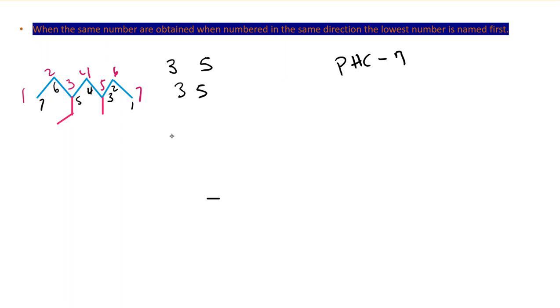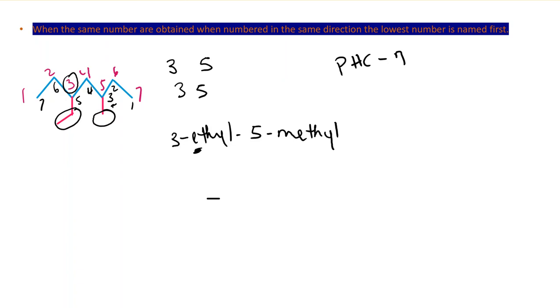Okay, so we have an ethyl branching off of number 3, going from left to right, and 5-methyl branching off of carbon number 5, and we're going from left to right because ethyl gives us the lowest number possible and is named first. Both ethyl and methyl give us a 3, but because E comes before M in the alphabet, we go with E and give 3 to E. And our parent hydrocarbon is heptane.